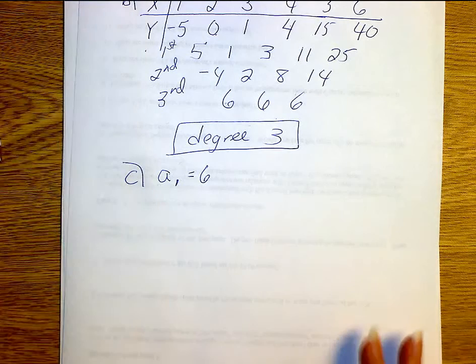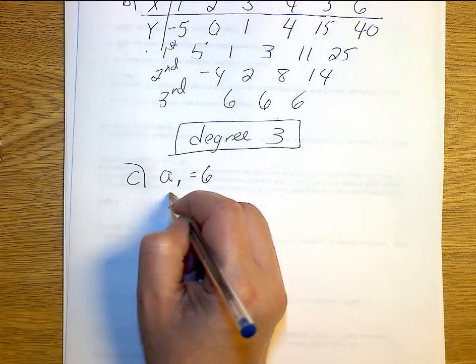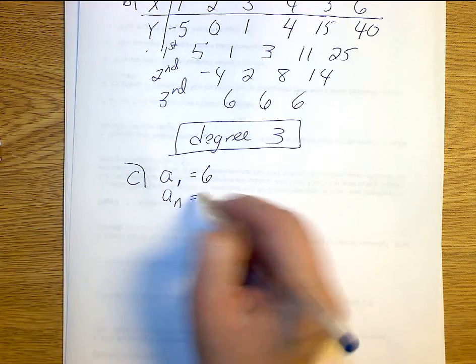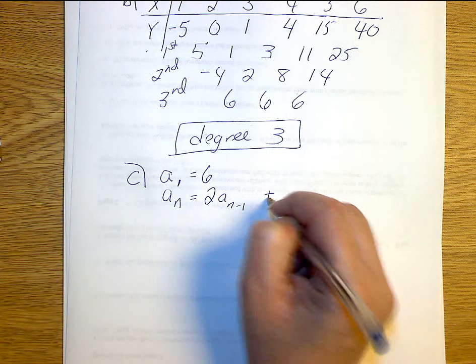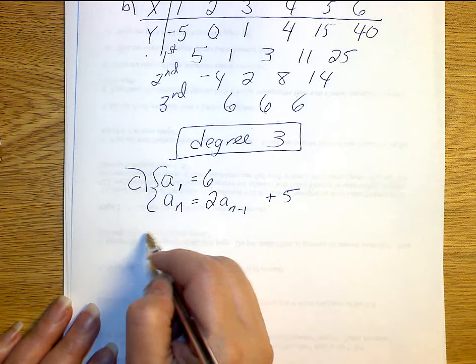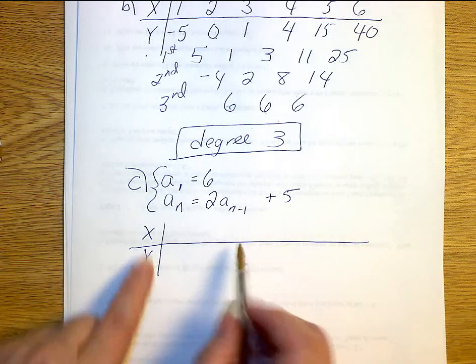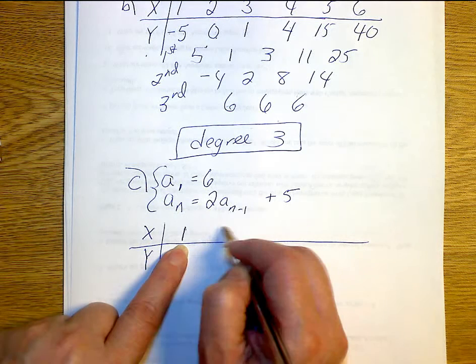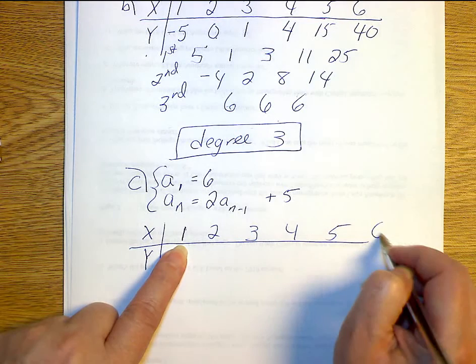All right. So A1 equals 6, A of n is equal to 2 times A n minus 1 plus 5. What they are doing now is giving you a recursive formula, and we have to get our numbers. So we still have to do an XY chart. We want to know, is this still a polynomial? Remember, I'm going to find my first through sixth numbers, because you have to have consecutive values.